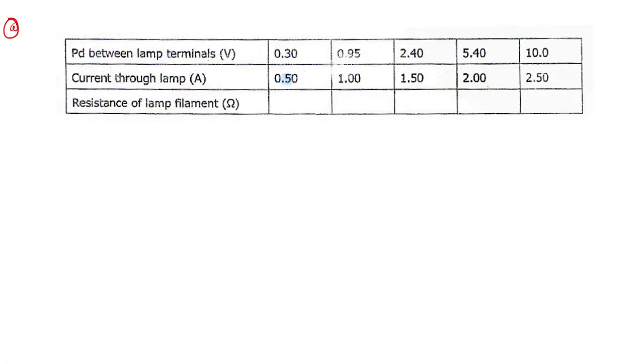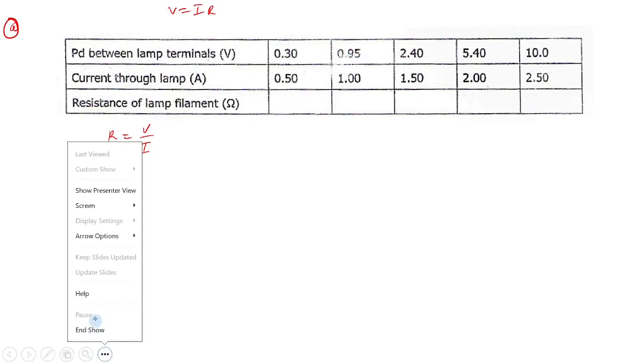So for me, I'll use Ohm's law, which says voltage is equal to current times resistance. We want to know the resistance, so resistance will be made the subject of the formula. So resistance is going to be voltage over current. So we'll be dividing the voltage by that current to find everything here. That's what we'll be doing.